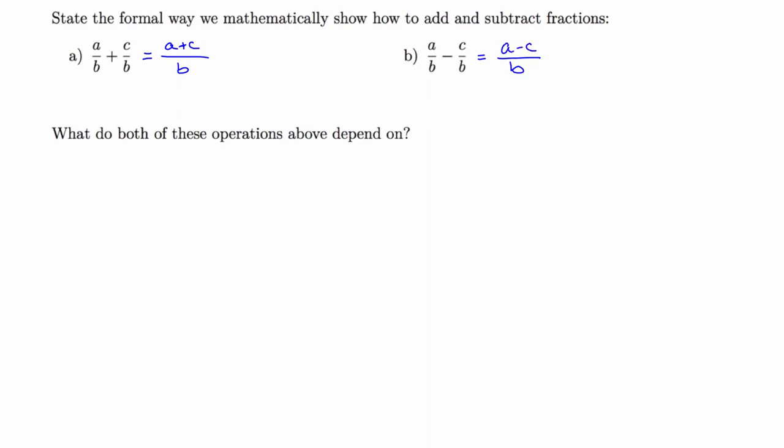We write this way to stress the fact that for addition or subtraction of fractions to occur, you must have a common denominator. What do both of these operations depend on? Both addition and subtraction of fractions depend on the fractions having a common denominator. If they do not, converting either fraction to have a common denominator is always the first step.